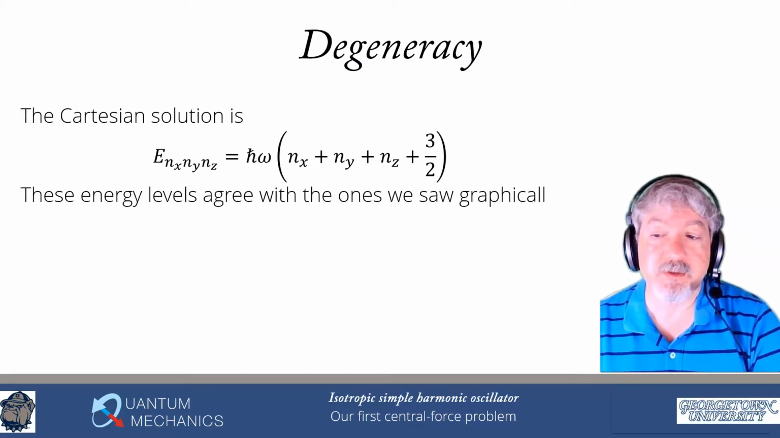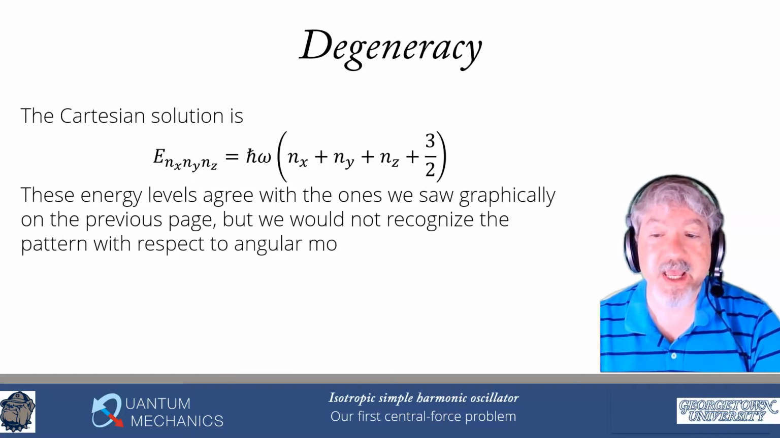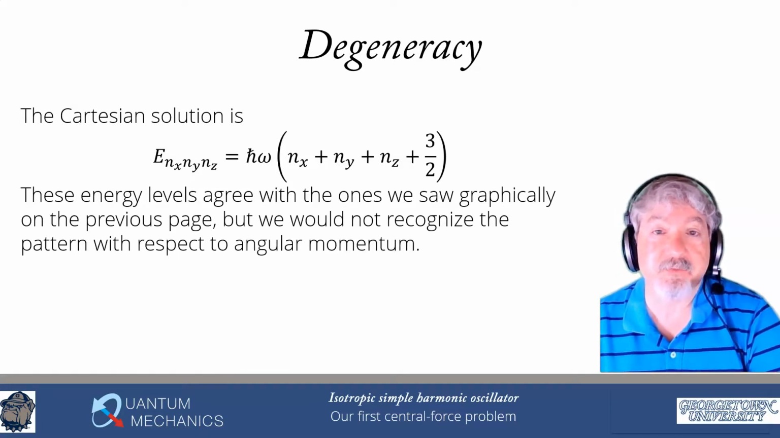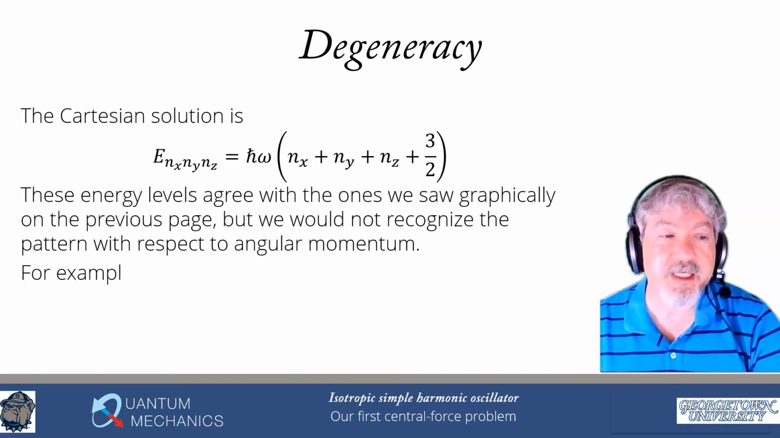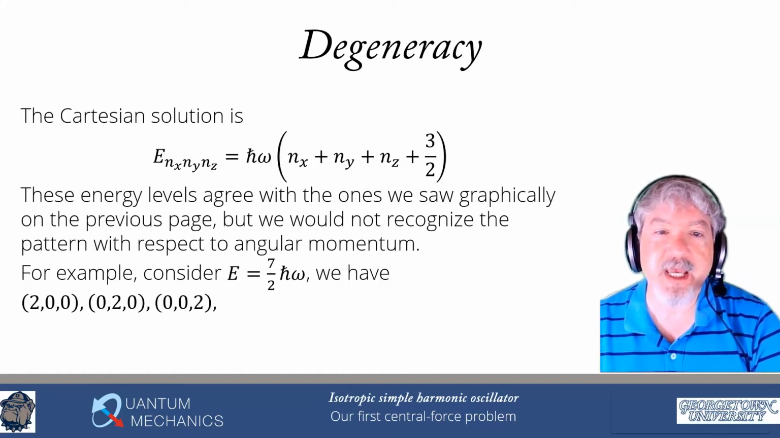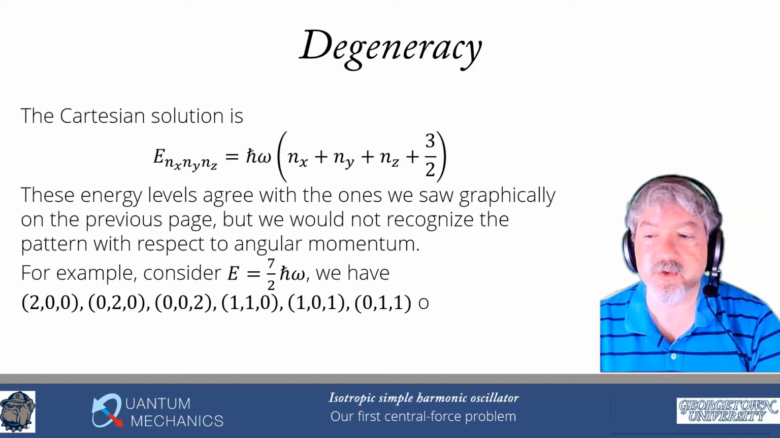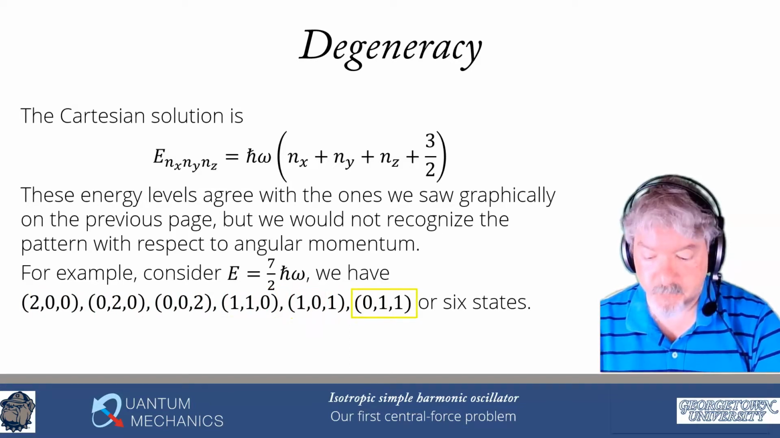Now, of course, all of the energy levels that I get for the Cartesian case are exactly the ones that we saw graphically on this previous page. And even the degeneracy is the same, because of course it's the same solution, but I want to carefully show you how that works. So let's focus on the case that has an energy that is 7/2 h bar omega. That means nx plus ny plus nz is equal to 2. And it turns out there are 6 different ways that I can do that. I can pick 2, 0, 0, or 0, 2, 0, or 0, 0, 2, or I can pick 1, 1, 0, or 1, 0, 1, or 0, 1, 1. There's 6 different ways of doing that.